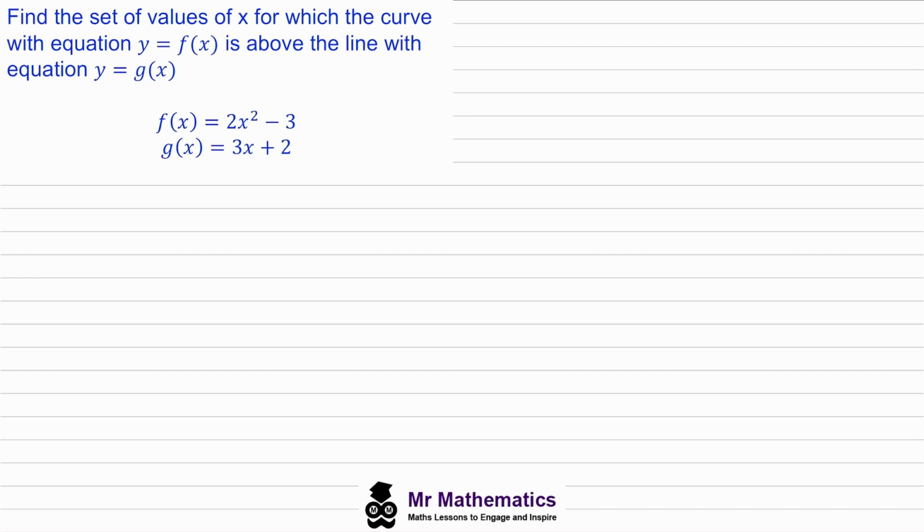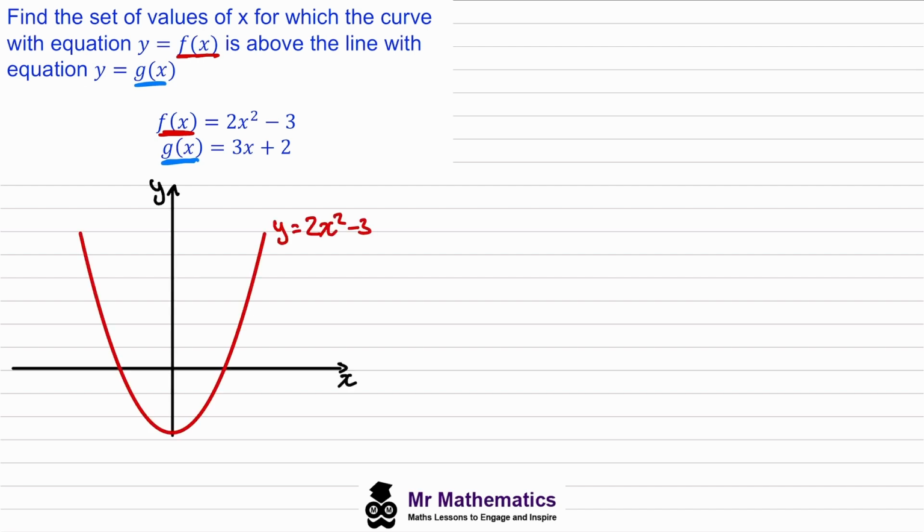Okay, welcome back if you're ready to go. I'm just going to label f of x in red and g of x in blue. We'll sketch our axes, and then we can sketch f of x. We know g of x will have a positive gradient and a y-intercept of positive 2. Now we have our two sketches, we need to find our points of intersection. We'll call this point A, and this point B.